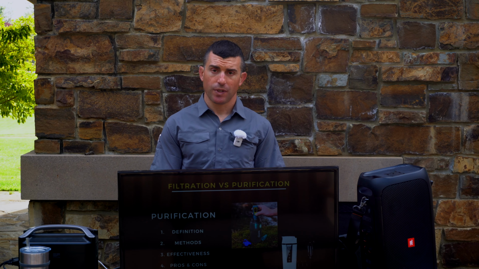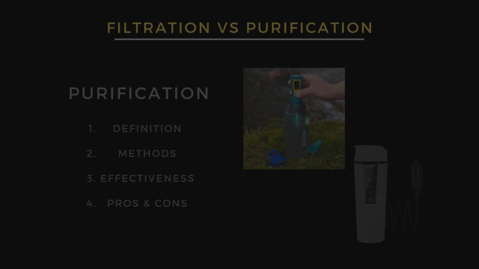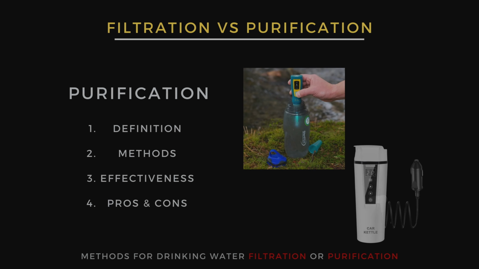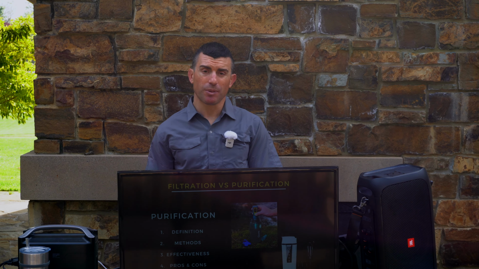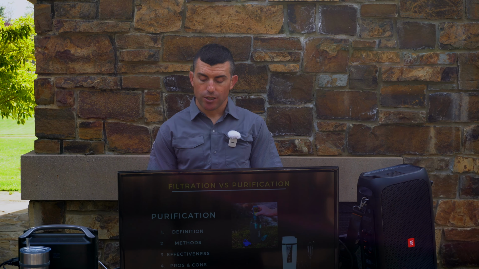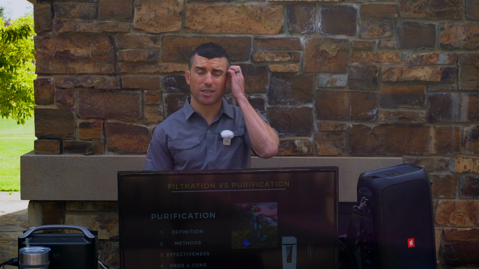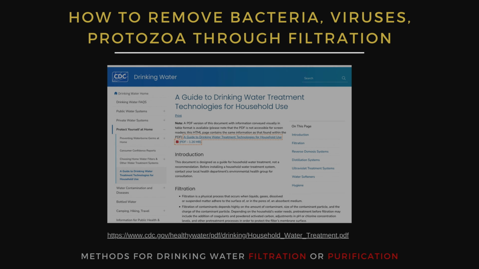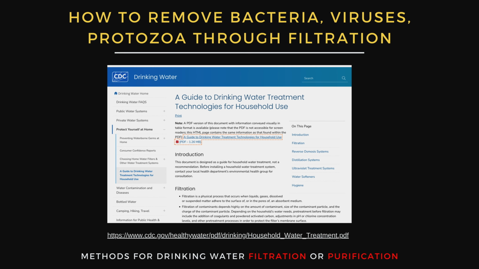Purification, in contrast to filtration, involves treating water to make it safe for drinking by eliminating not just particulates, but also pathogens such as viruses, bacteria, protozoa, and sometimes even chemical contaminants. But generally the solid parts, the microplastics, etc., those are what you want to filter out, because you can't purify out solid particles, just like you can't purify out chemicals using chemicals. You can filter out the chemicals, you cannot purify the chemicals out using other chemicals.